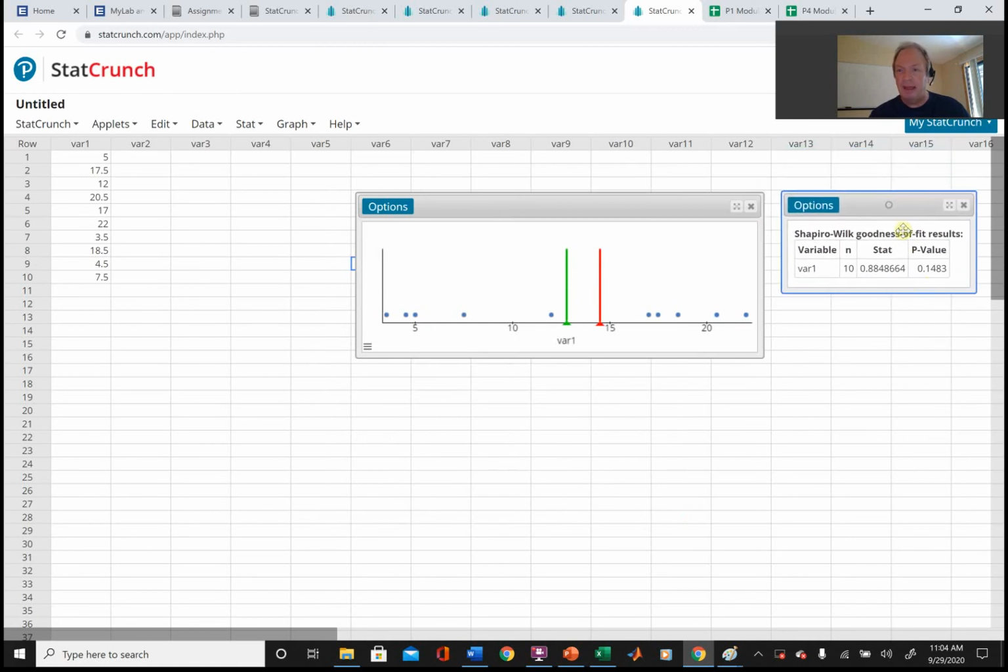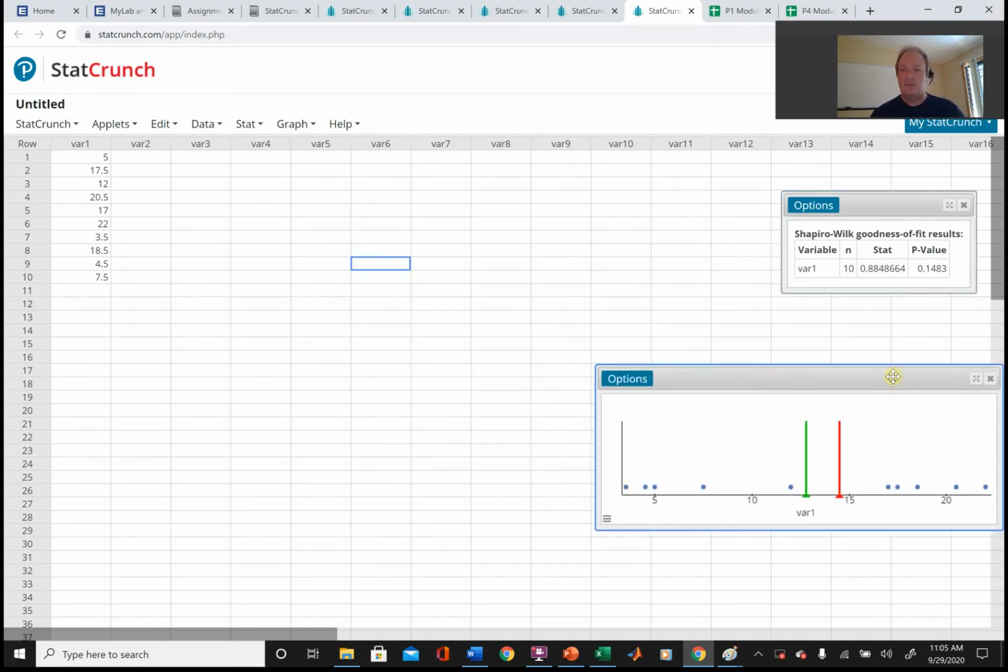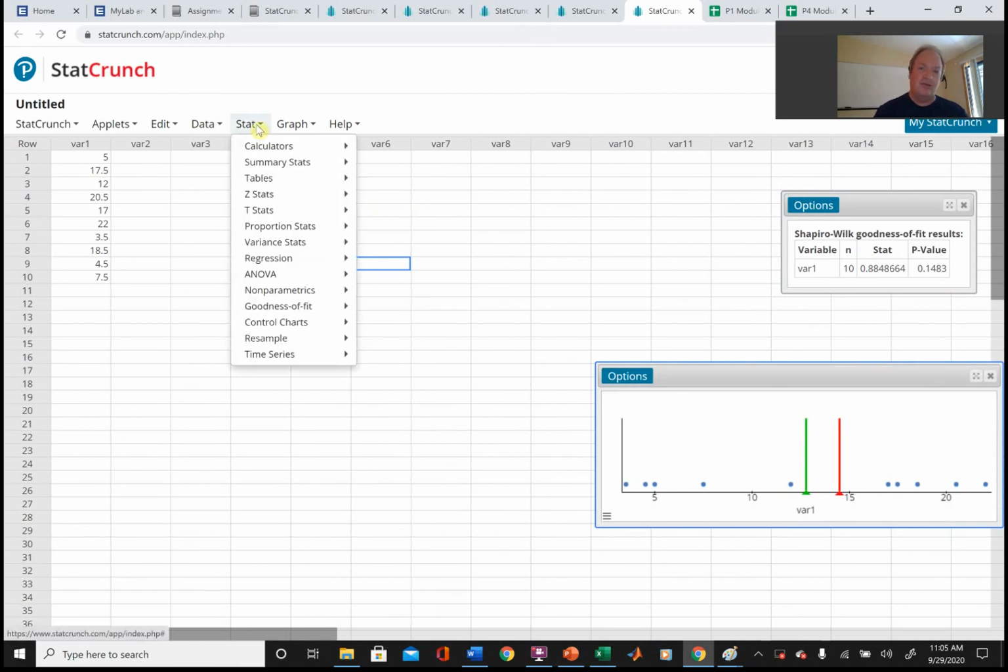And you can see that my p-value is greater than 5%. Which again, I'm not going to reject the null. And the null is that it comes from a normal distribution. So based on the limited evidence that we have here, we can still say that it appears to be mound-shaped symmetric. So our central limit theorem conditions are satisfied. So let's run the hypothesis test.